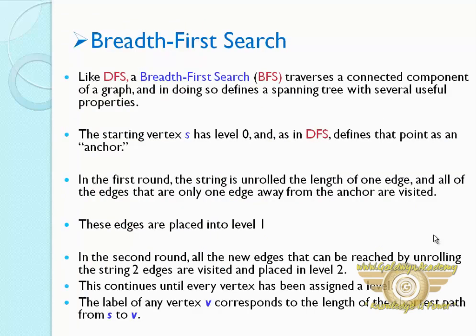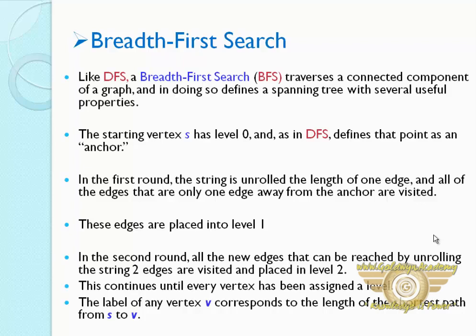Breadth first search. Like DFS, a breadth first search traverses a connected component of a graph and in doing so defines a spanning tree with several useful properties. The starting vertex S has level 0 and as in DFS defines that point as an anchor. In the first round, the string is unrolled the length of one edge and all of the edges that are only one edge away from the anchor are visited. These edges are placed into level 1.